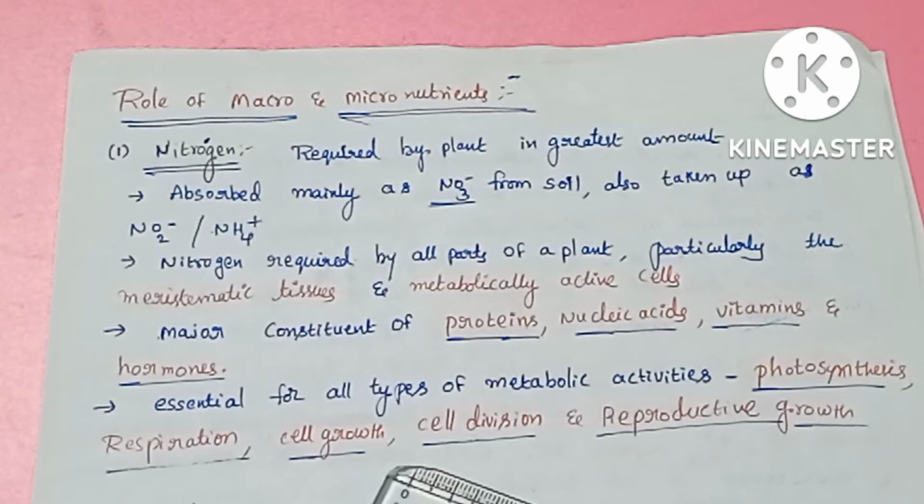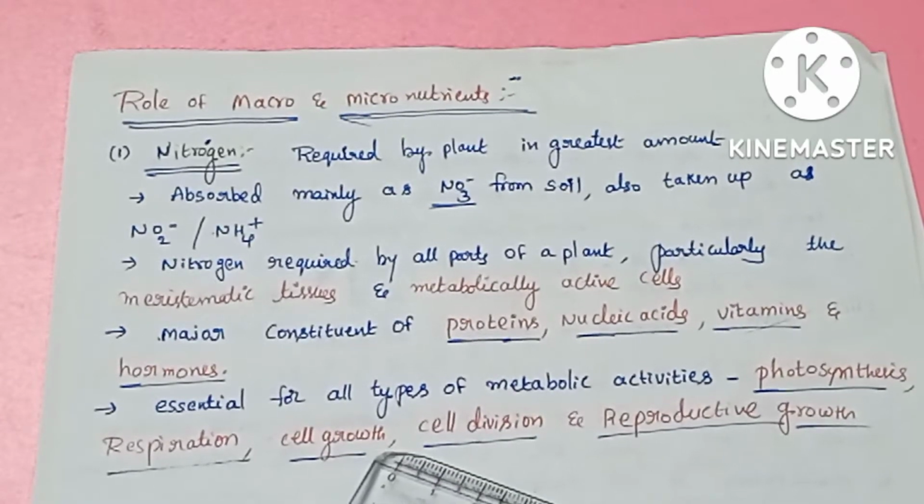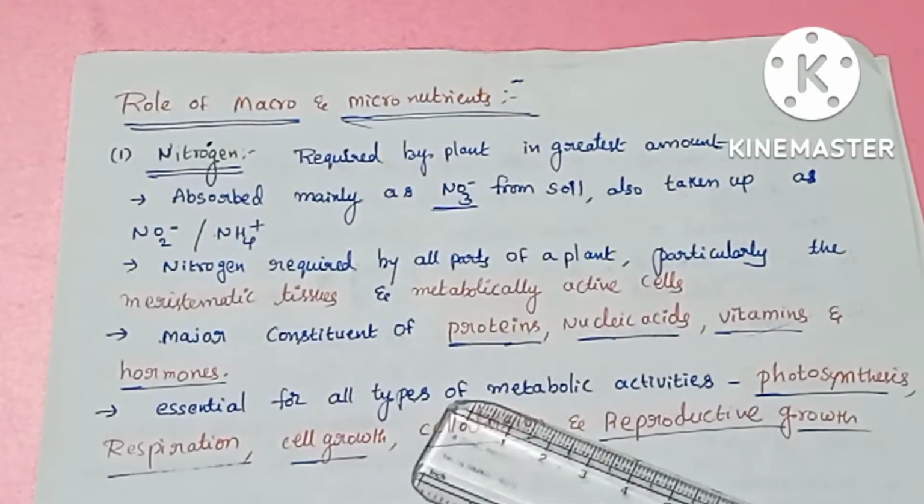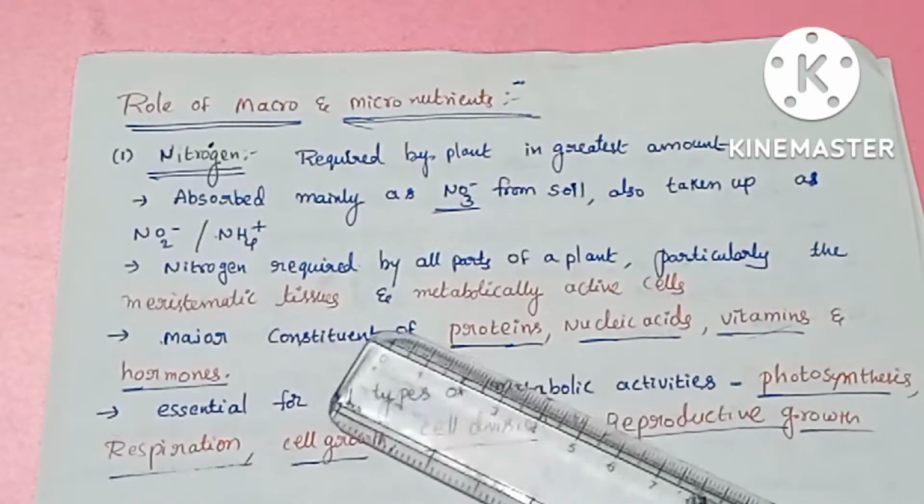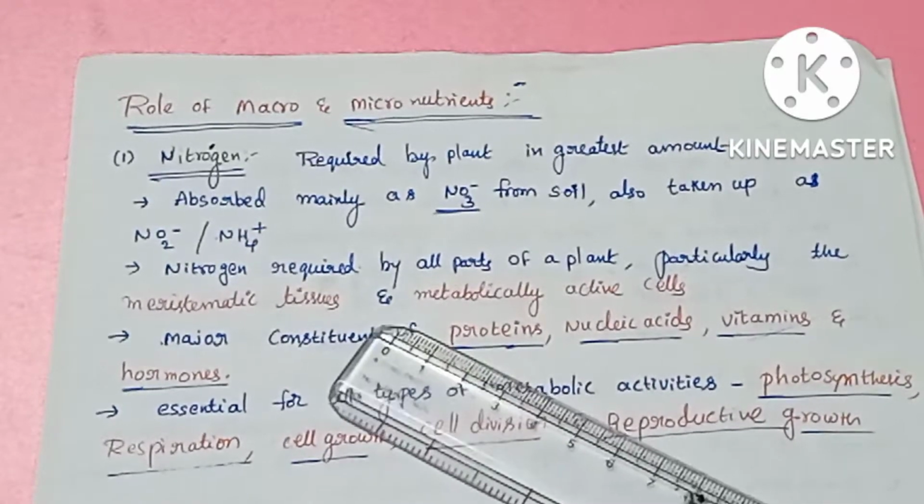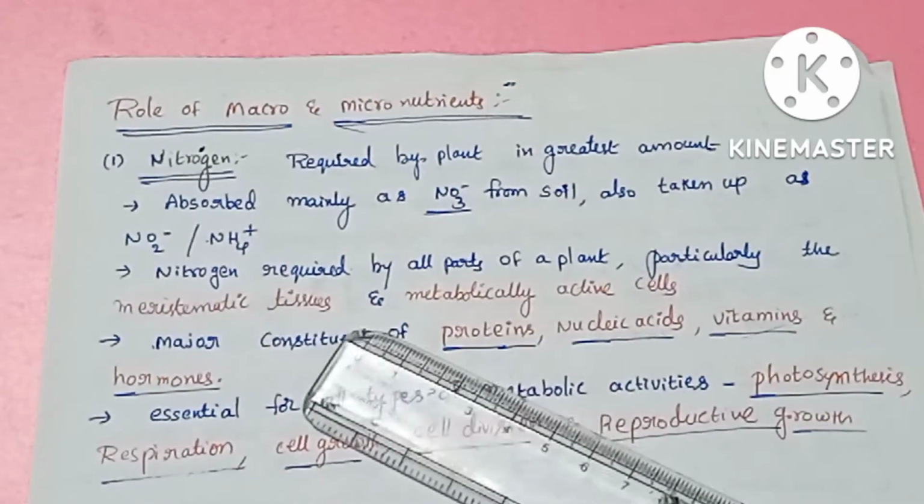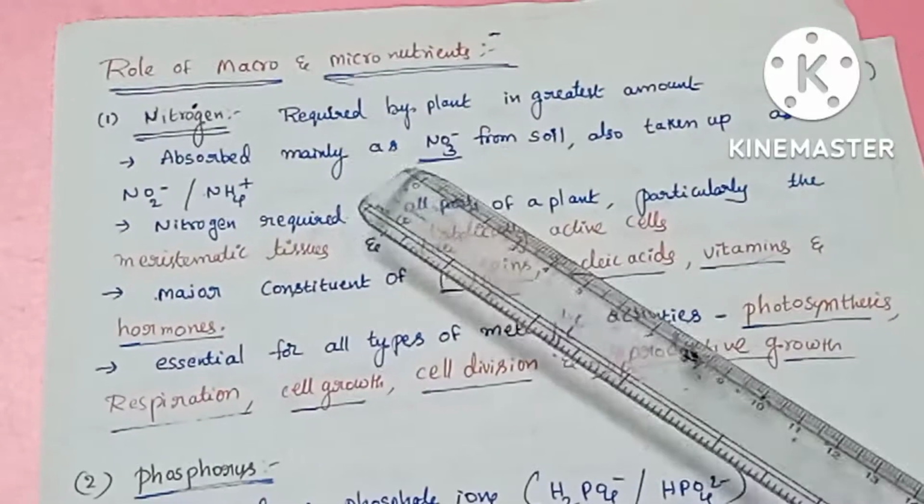In this video, we are going to study the role of macro and micronutrients. Already we have studied about different macro and micronutrients, right? Now we'll see individually each element and its role in the growth of the plant. The first one is nitrogen.